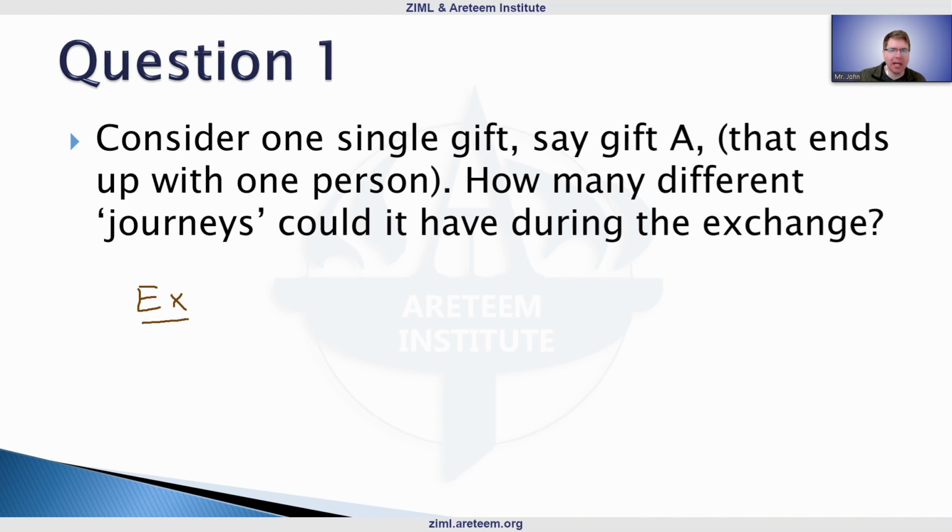Well, maybe we have a simple example. Gift A is chosen by P1, and then that's it. Nobody else steals it, and so A went to P1, and that's done. Or maybe A went to P8. Remember, we're still considering 8 people here, and then that is done. Or maybe A went to P7, and then it was stolen by P8.